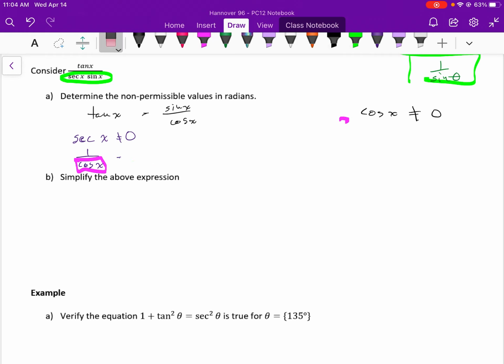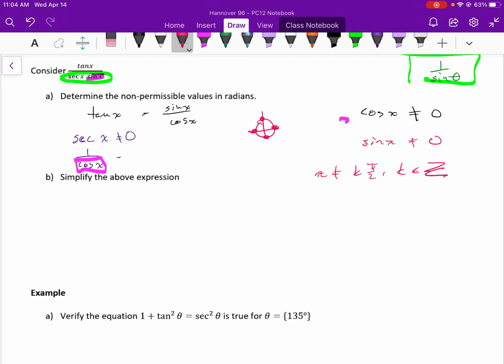Last but not least, what's lurking in the denominator is sine x. So really, sine x cannot be equal to 0 as well. And if you wanted to write the non-permissible values, there we are. Sine x is equal to 0 at these 2 points. Cosine x is equal to 0 at these 2 points. And maybe you're like, hey, my non-permissible values are x cannot be equal to k pi over 2, where k is an element of the integers. That is just simply multiples of pi over 2.